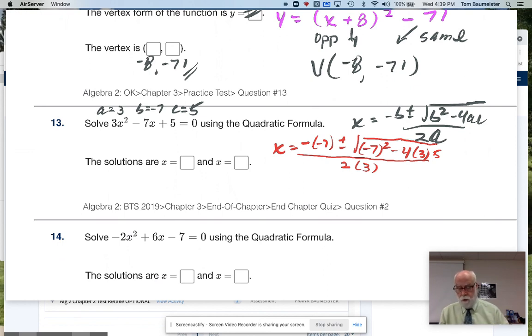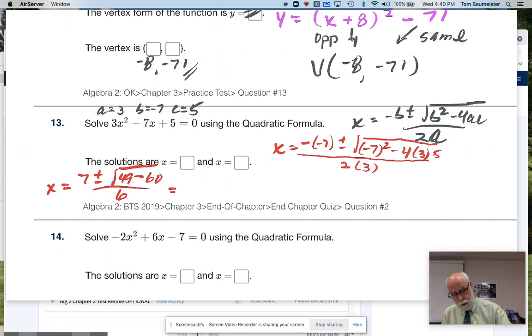Okay, so if we work this out, I'll go over here for you. So the first one here, a negative times a negative becomes a positive. So I have 7 plus or minus, again, I have the negative 7 squared, which is 49. And then 4 times 3 times 5. Well, we just did that. That's minus 60. And all of that is over 6.